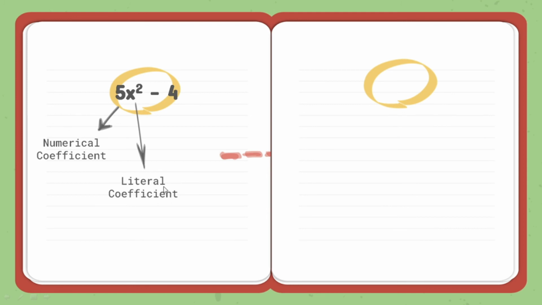And then literal letters. Okay? So again, this 5 is the numerical coefficient. This x squared is the literal coefficient. Now, ano naman itong negative 4 dito sa gilid? That negative 4 is what we call the constant. Okay? Constant. Now, ano daw yung variable na ginamit natin? We use the variable x. Okay? Ang variable natin ay x.